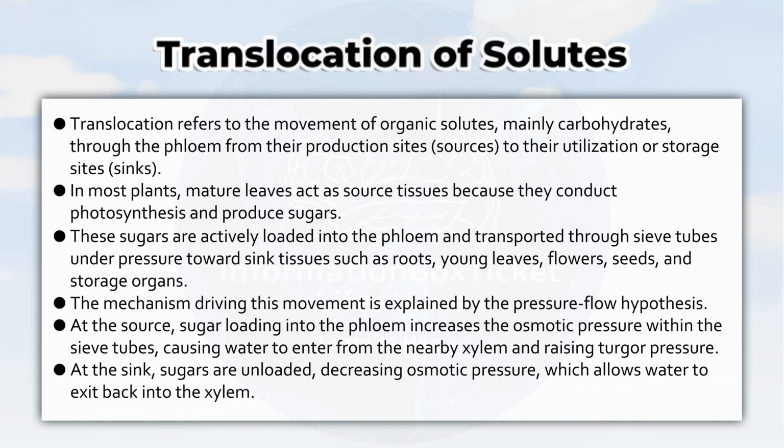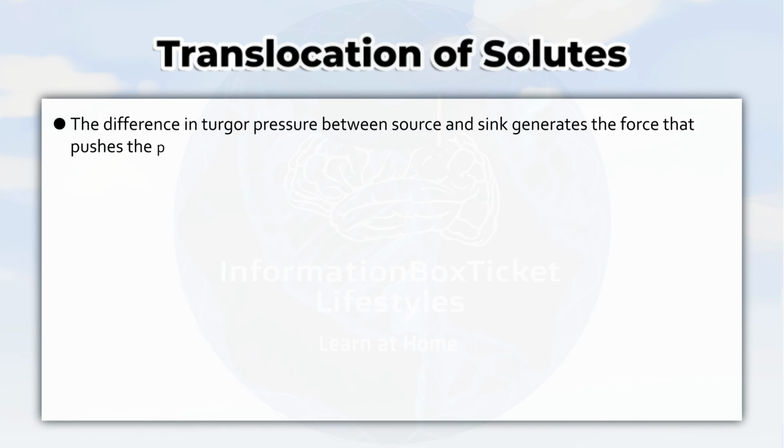At the sink, sugars are unloaded, decreasing osmotic pressure, which allows water to exit back into the xylem. The difference in turgor pressure between source and sink generates the force that pushes the phloem sap along the sieve tubes.